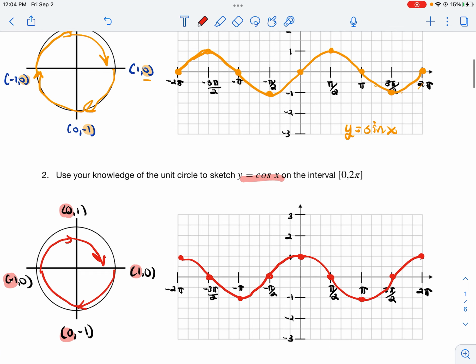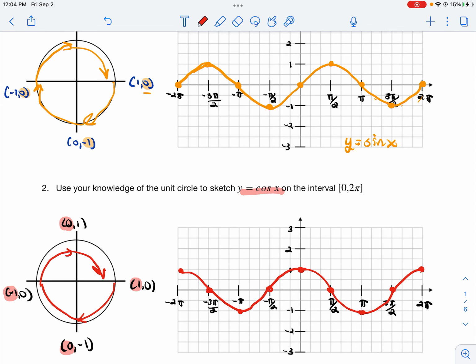Now look, these graphs look very similar, except if I took this sine graph and I just moved everything over in this direction pi over 2, you would end up with the cosine graph. So these are very similar with just a small translation, a movement to the left, or to the right, because if I took the cosine graph and moved every point right pi over 2, it would look just like the sine graph.